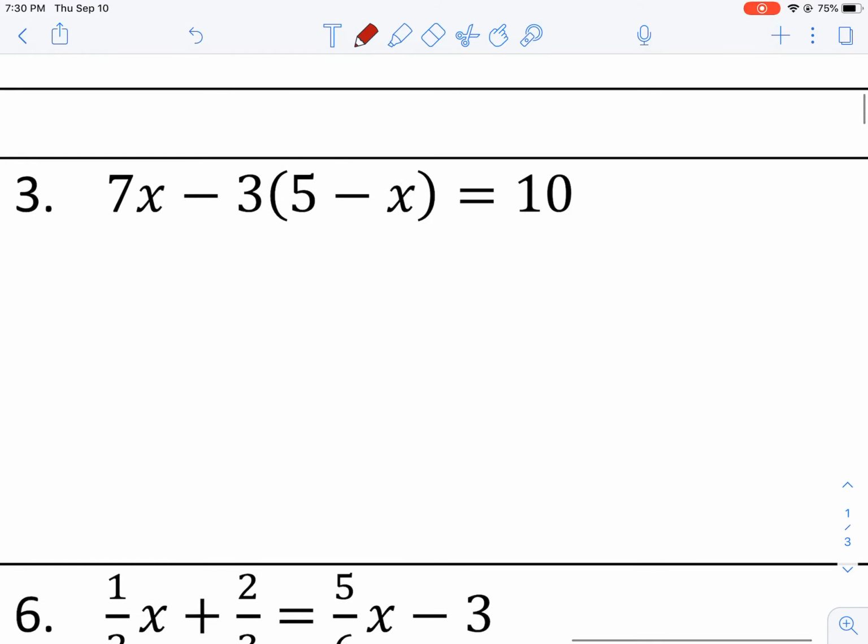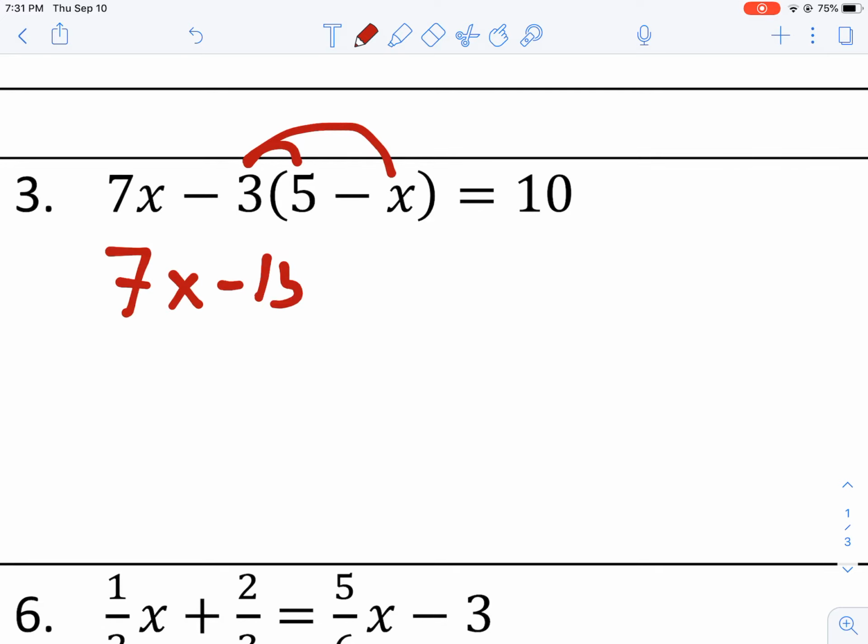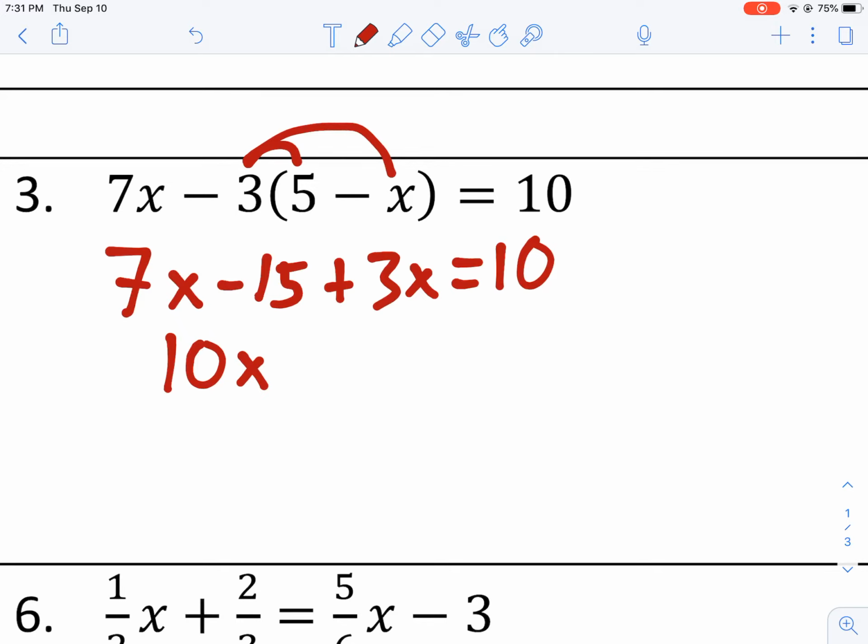Number 3, we have a parentheses, so here we need to distribute. And I want to remind you guys about distributing with a negative. This is negative 15, and then a negative times a negative is a positive, so this actually becomes plus 3x. We made some mistakes on the quiz there. Now combine like terms. Since our x's are on the same side, we just add them. 7x plus 3x is 10x.